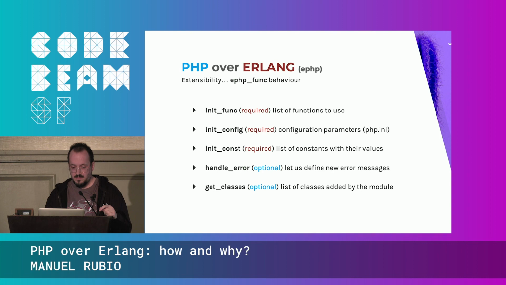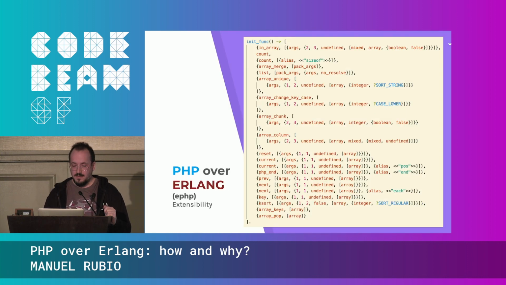And I created this with the idea of being extensible. So you put ephp as a dependency in your project, and you create specific modules that have the behavior of PHP lib, implementing those functions, that is the definition of what kind of information you are providing to ephp. You can define more functions inside of ephp, and configurations, constants, the handling of errors, and even classes inside of the system. So here is an example from the PHP lib that is in charge of the strings.